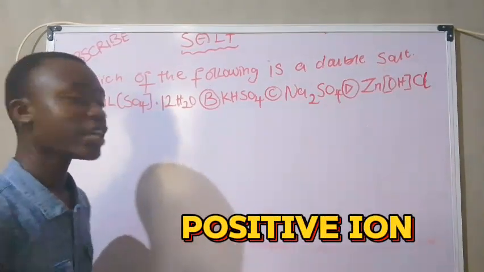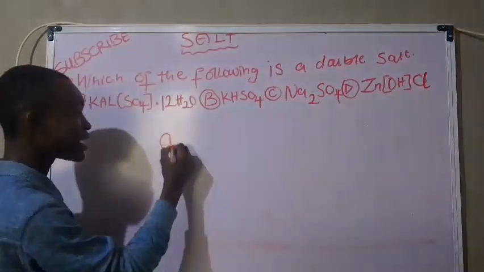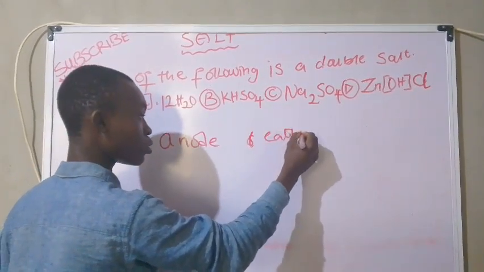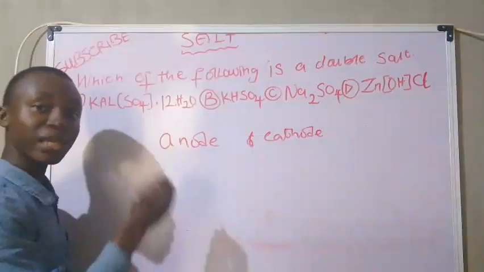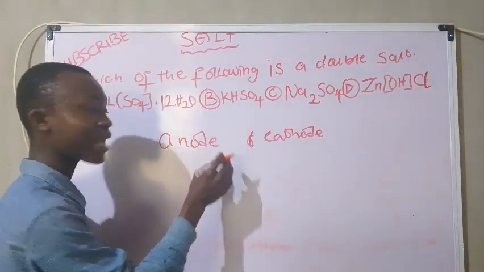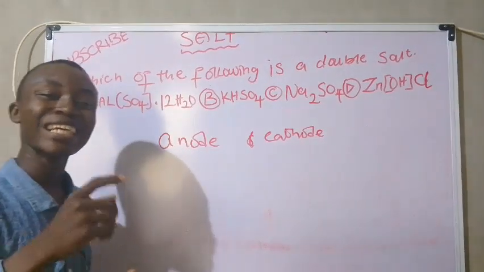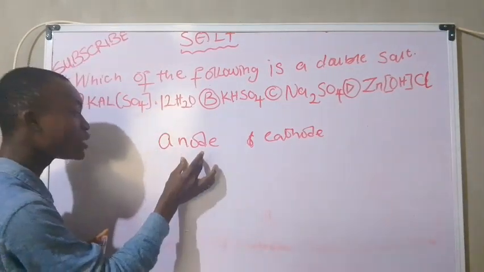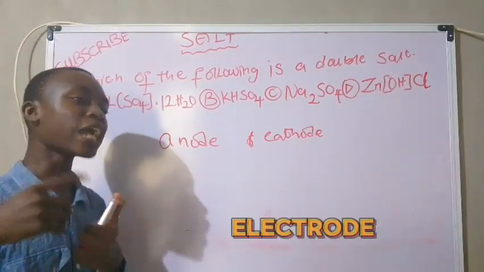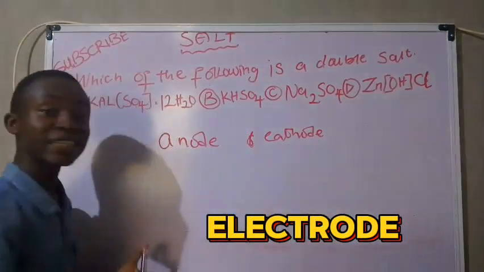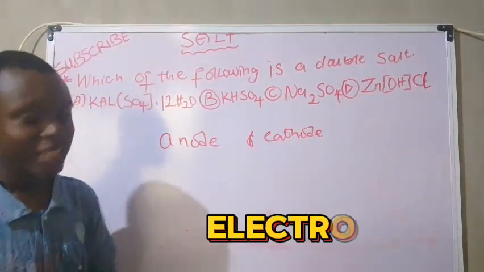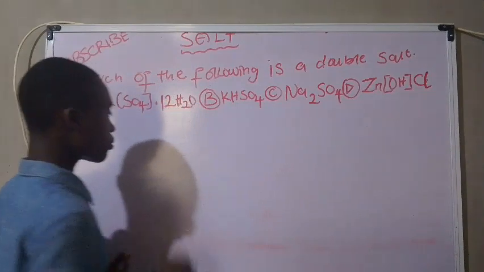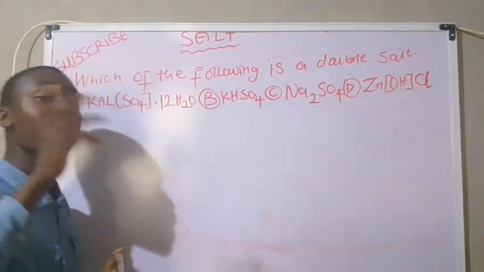It differs from what is called the anode and cathode. An anion differs from a cathode and anode. Anion is a negative ion while cation is a positive ion. An anode is a positive electrode, while a cathode is a negative electrode. That should be noted. Don't misplace it. Now, a double salt comprises two cations and one anion.